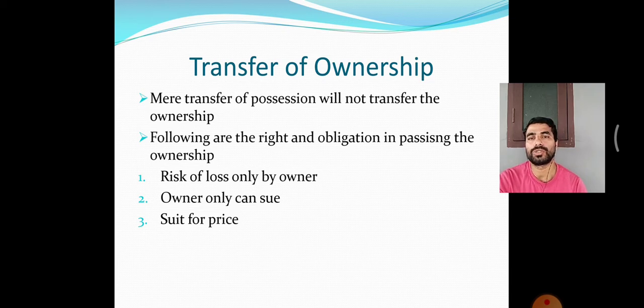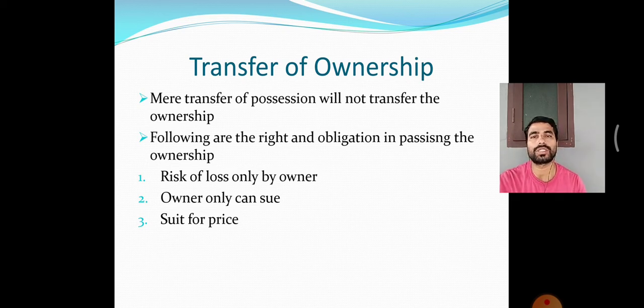When we talk about possession, the mere possession of goods will not give the right of ownership to the other person. Say, in case of a contract of sales, when we merely transfer the possession to a third person or to the other counterparty, it will not transfer the ownership. So the possession is different and ownership is different.